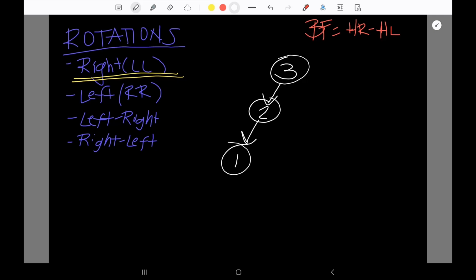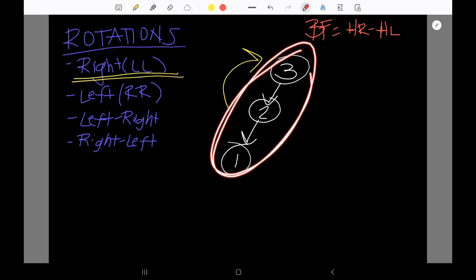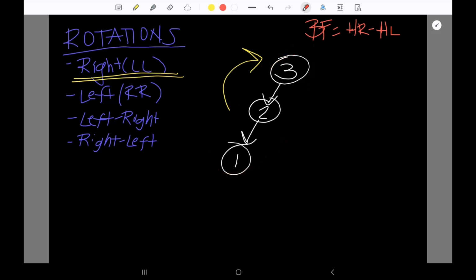So what we are gonna do is rotate it to the right, and it is left because the root has a child to its left, and the child has a child to its left. So it is all on the left side. It is called left left or LL. So we're gonna rotate it to the right.